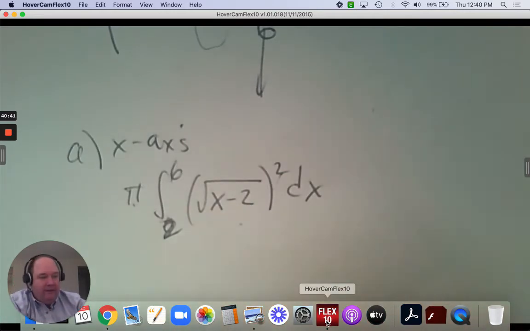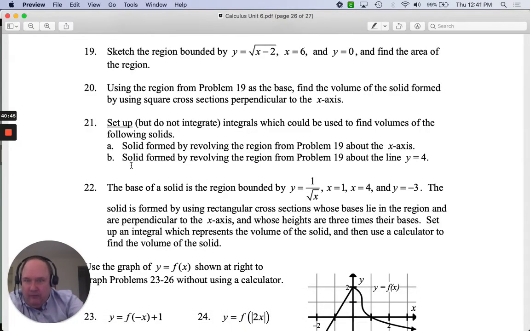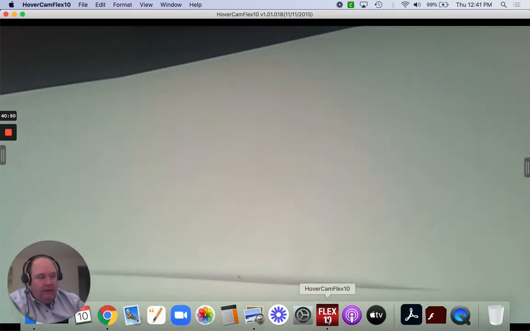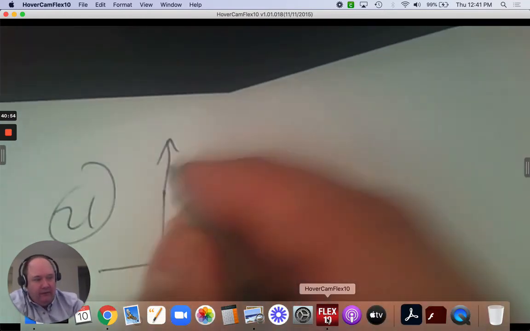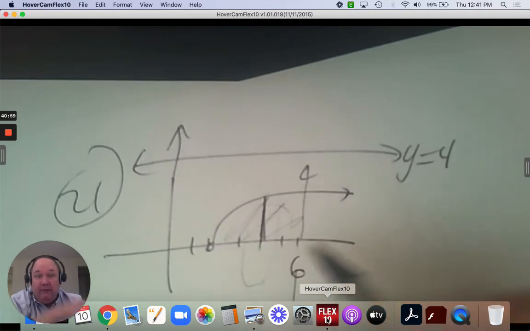The next one, part B, is a line. So this one for part B, revolving around y equals 4. So if I put y equals 4 here, there it is. That's above here, somewhere above. It doesn't really matter how far above, but it's above the area.